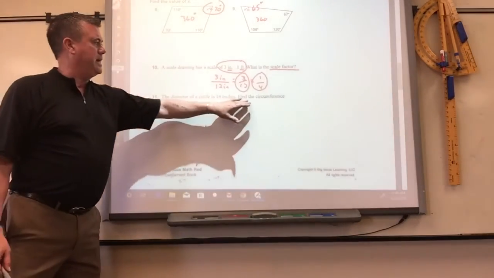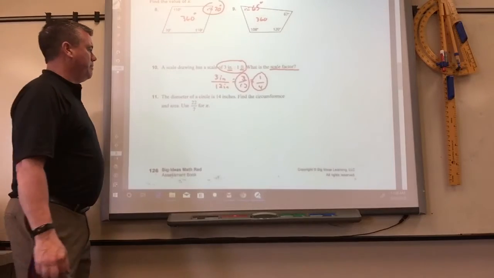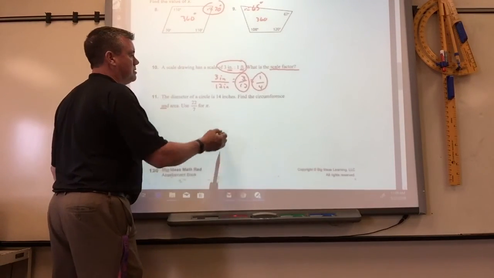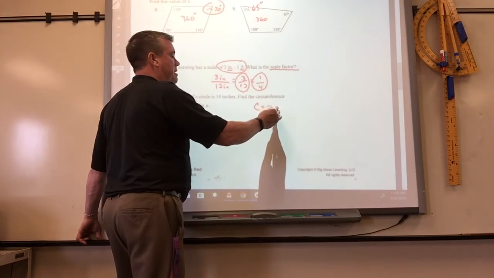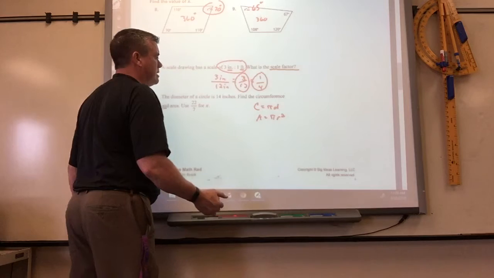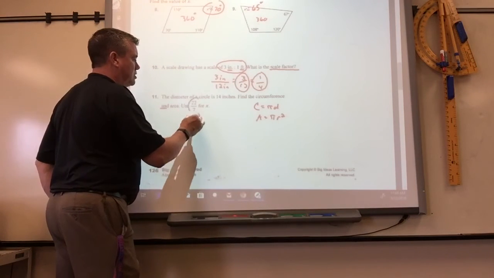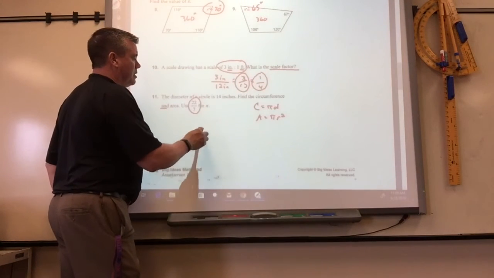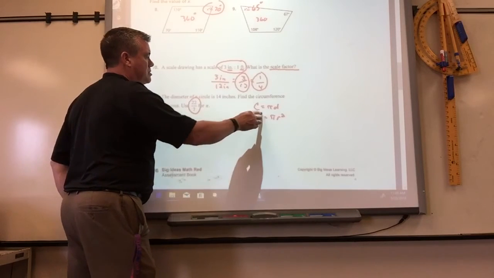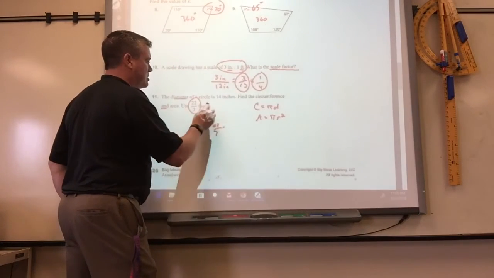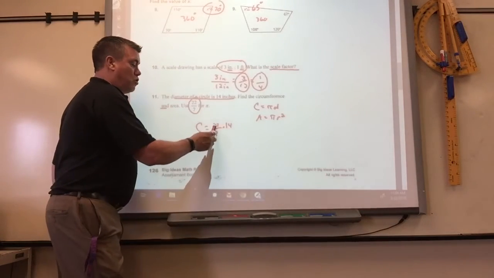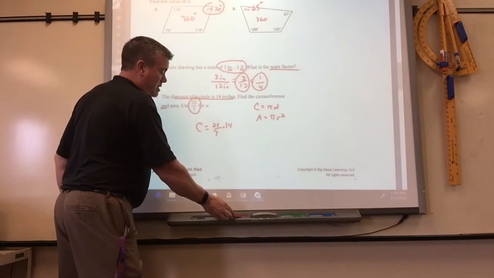All right, here we got to use the formula sheet. Find the circumference and area. So two answers. Circumference is pi times diameter. Area is pi times the radius squared. It says to use 22/7 for pi. So circumference is pi, 22/7 times the diameter, which is given to us as 14. So remember, you just go 22 divided by 7 times 14.